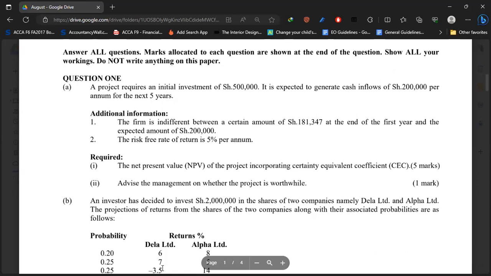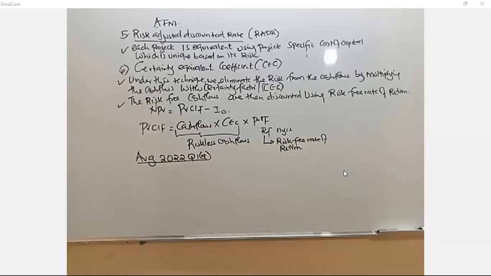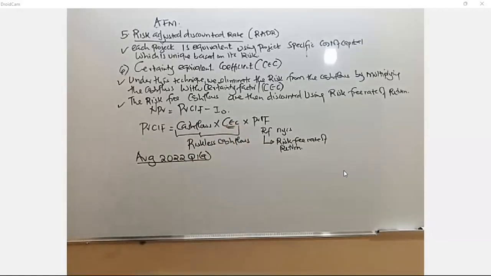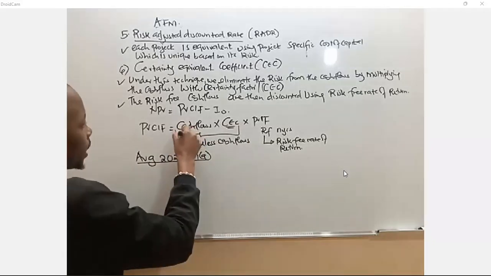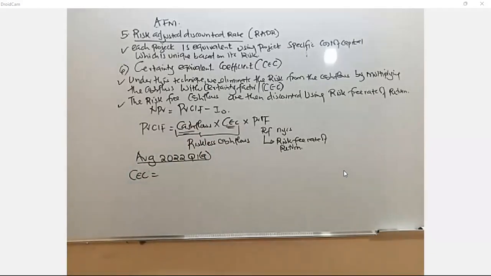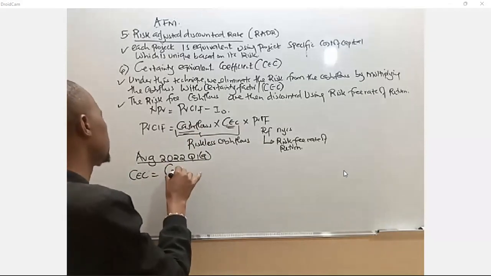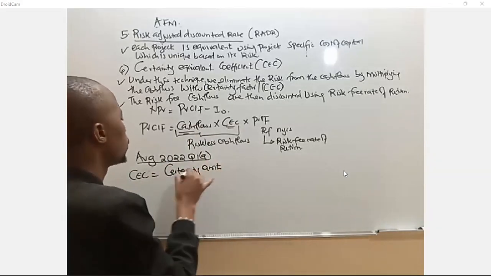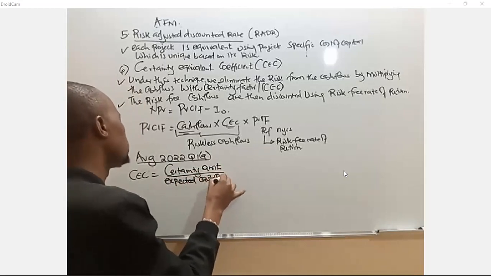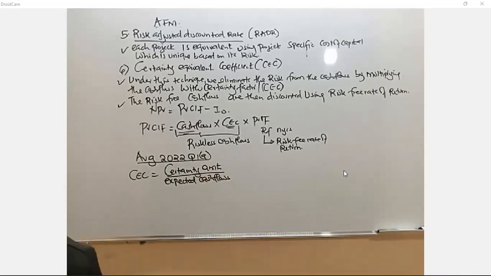Now, when I look at that question, I will find that the first stage, when I'm doing the question of the CEC, is the computation, because it is not provided, but you can get it. So the biggest question is, how do I get my CEC to remove the risk from the cash flows provided? To get a CEC, you normally take the certainty amount and divide by the expected cash flows.